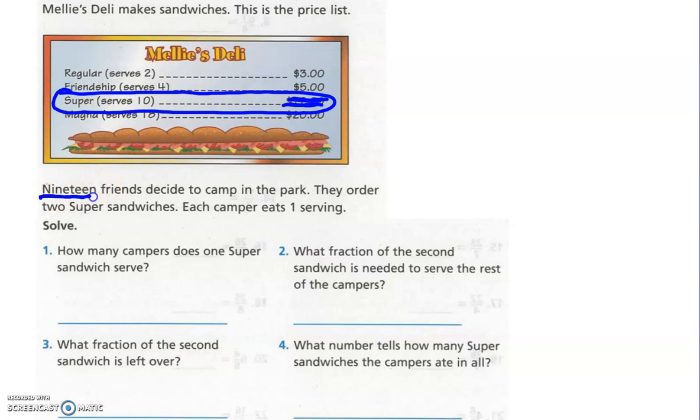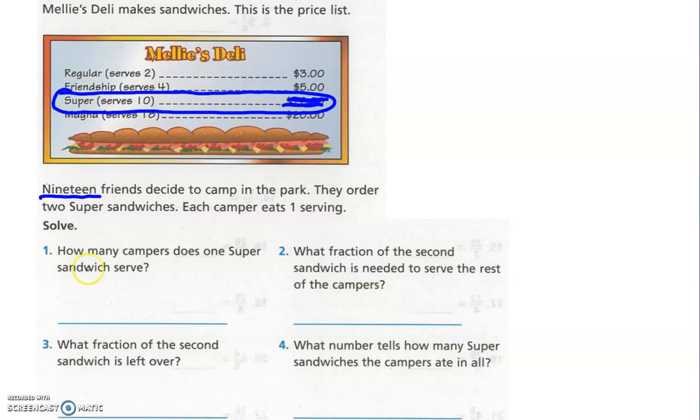I have 19 friends that are going camping in the park. They order 2 super sandwiches, and each camper eats 1 serving. Well, think about why they ordered 2. How much does each sandwich serve? It serves 10 people, and they have 19 people going. So if you had 2 sandwiches, that should in total give you 20 pieces of sandwich, which would be enough for your 19 friends. But let's work our way through these 4 questions.